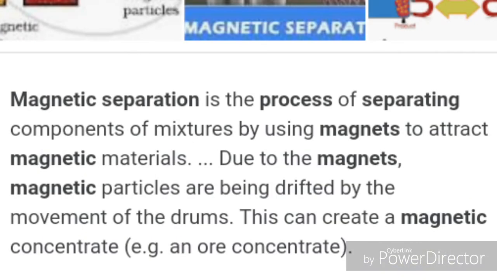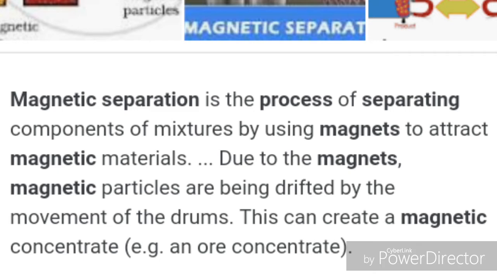The fourth method of concentration of ore is magnetic separation. It is a process of separating components of mixtures by using magnets to attract magnetic materials. Due to the magnets, magnetic particles are drifted by the movement of the drums. This can create a magnetic concentrate, for example, an ore concentrate.